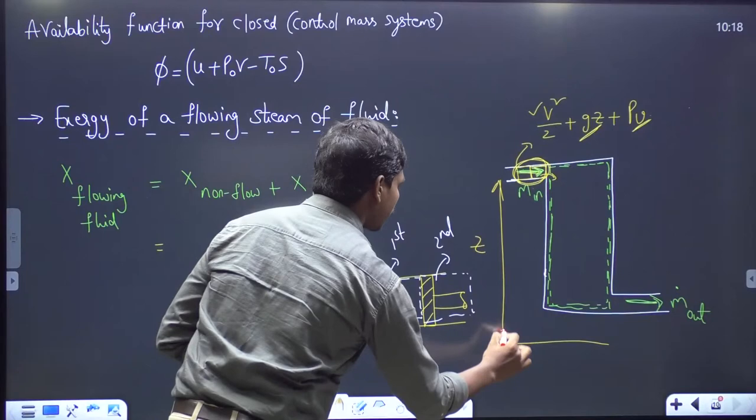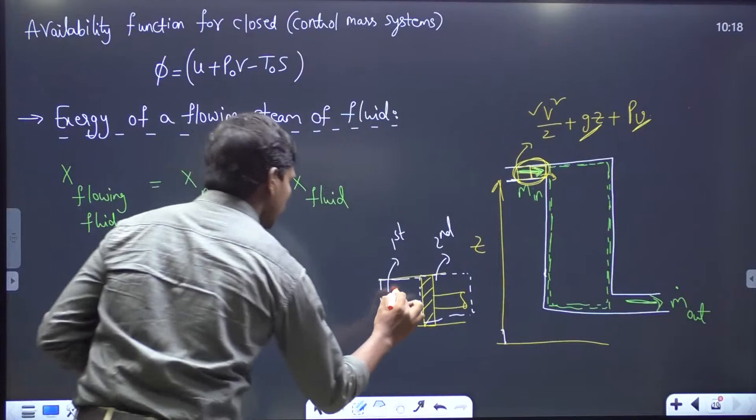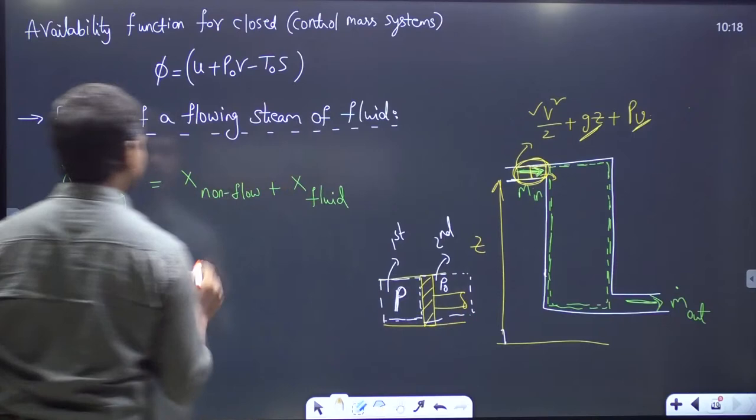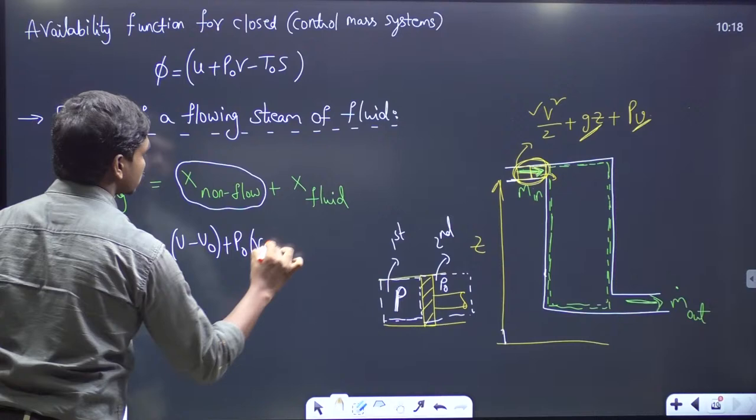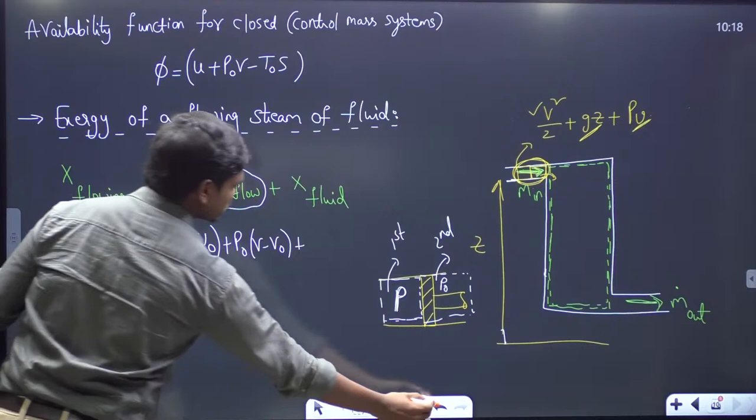So see here carefully. Let us suppose the pressure of this is P and the pressure somewhere here is P naught. First of all, what is the exergy of the non-flow system? You have U minus U naught plus P naught into V minus V naught, plus the other term, minus T naught into S minus S naught.